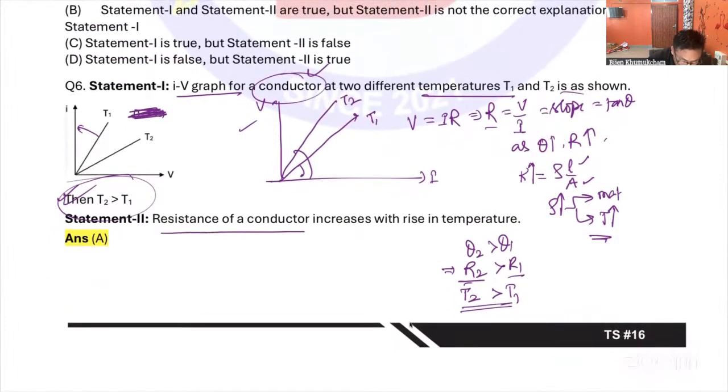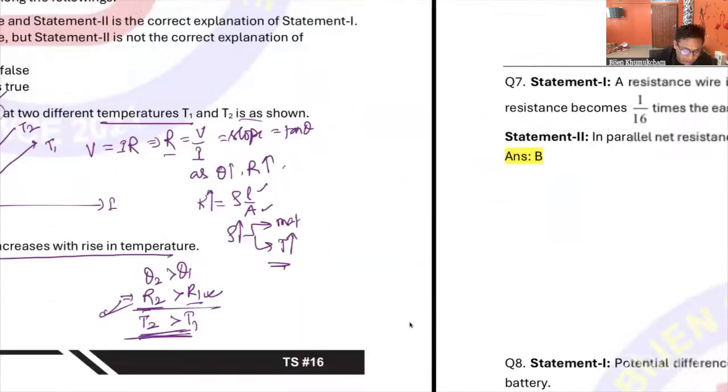Next, resistance of a conductor increases with rising temperature. What is the reason for this? First statement is correct. Second statement is also correct. Whether the second statement can explain the first statement, obviously. As the slope is more, resistance is more for the second line. As resistance is more for the second graph, temperature will definitely be greater in the second wire, because as temperature rises, resistance also increases for a conductor. So both statements are correct, and the second statement is the correct explanation of the first statement.